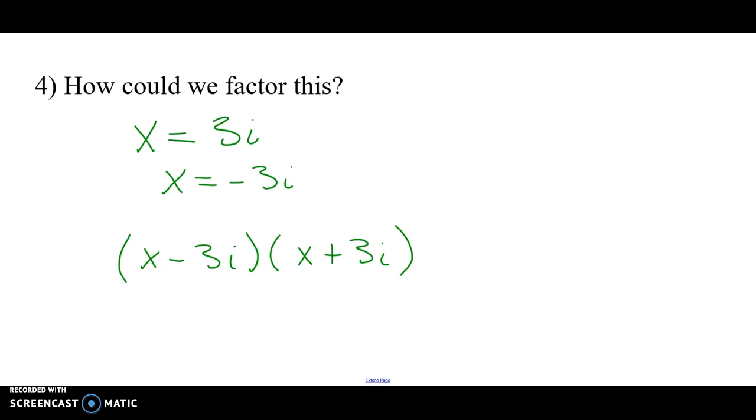So what's the only difference between a difference of squares and a sum of squares? Yeah, you can't do it. Sum, we have to put what letter? I.